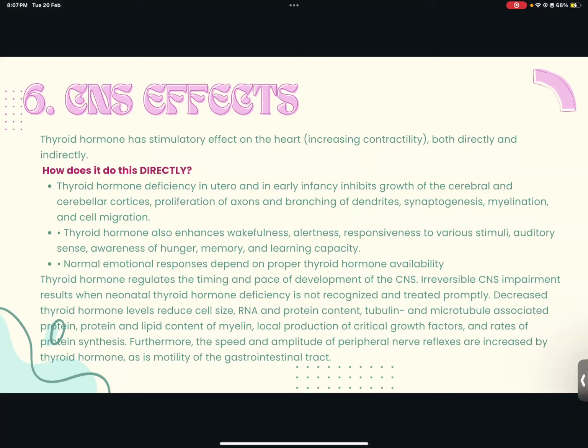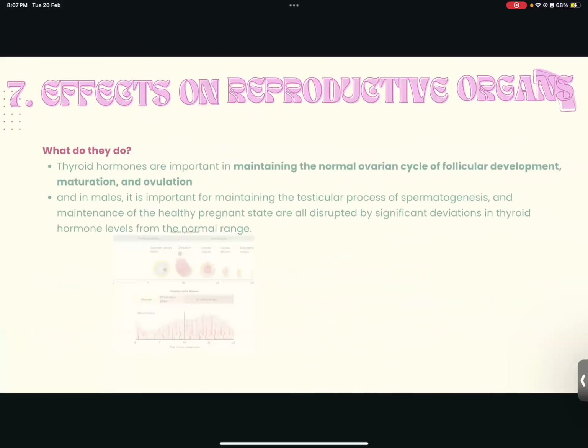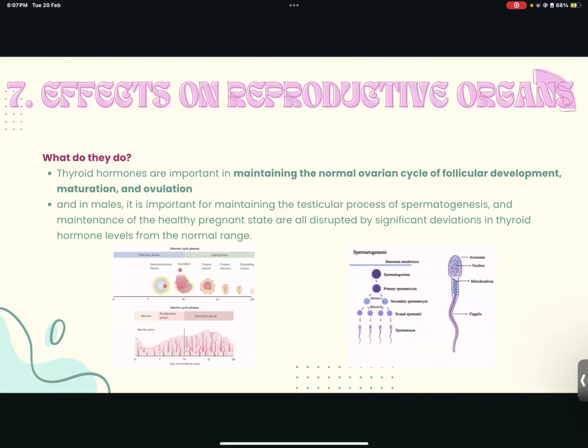Okay, so now let's talk about the effects it has on the reproductive organs. What do thyroid hormones do in the reproductive organs? Basically, they're important in maintaining the normal ovarian cycle of follicular development, for maturation and also ovulation. So they're very important in maintaining the normal ovarian cycle.